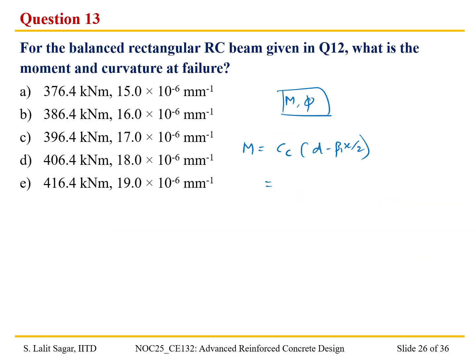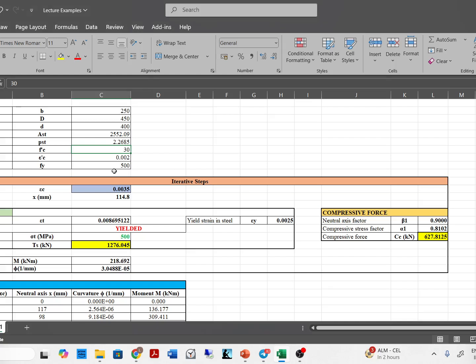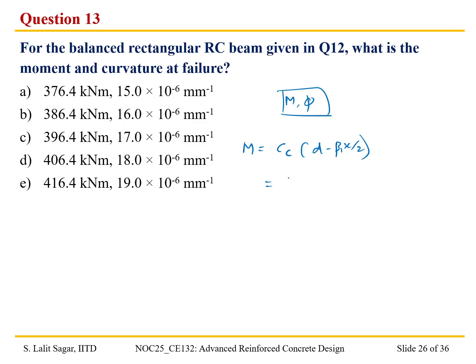So we'll go to the Excel sheet here. We have already substituted the value of AST and corresponding to the value of epsilon C is equal to 0.0035, we have Cc. We need to change the value of x to how much? 233.33. So we are able to balance the compressive force and the tensile force. Cc is 1276 kilonewton.